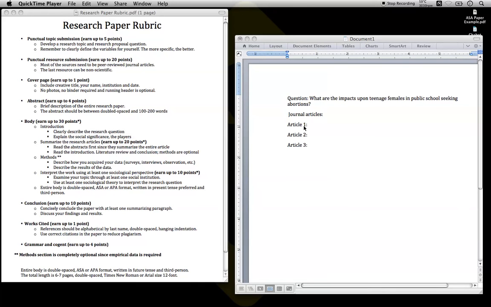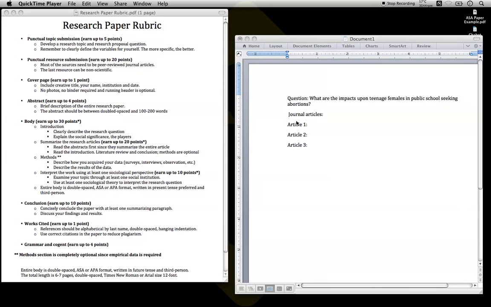When I first start to write, I begin to write the literature review. As far as our rubric, that would be right over here: summarize the articles. Now let's say I have my articles, Article 1, Article 2, Article 3. With the summary, I would read over the articles' abstracts, the introduction, and the conclusion. If you want to read the method section, by all means, you could do that as well.